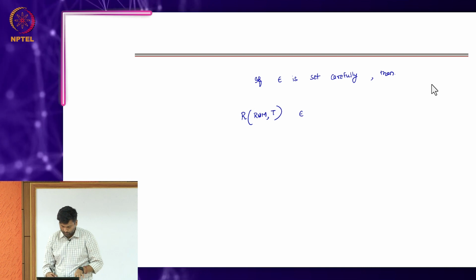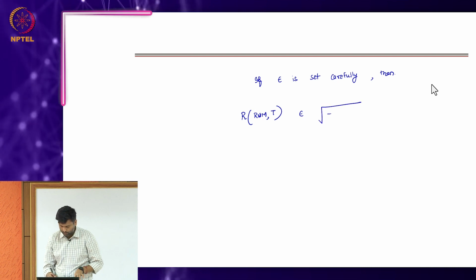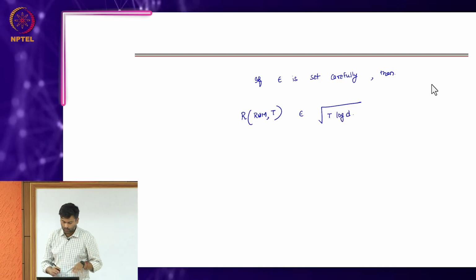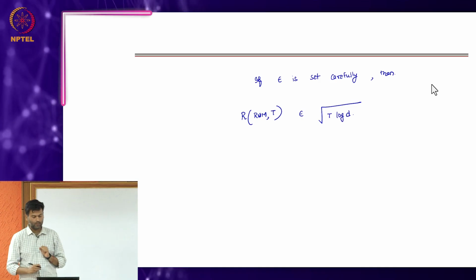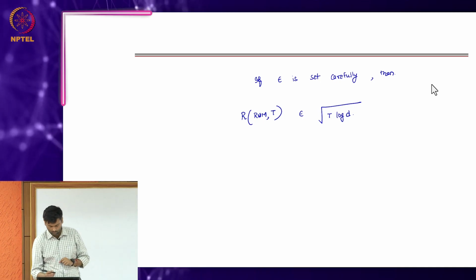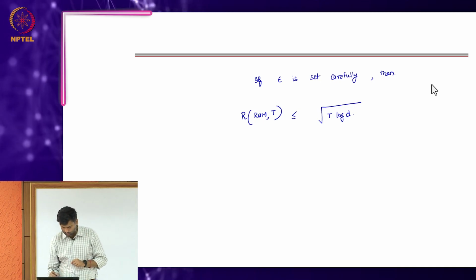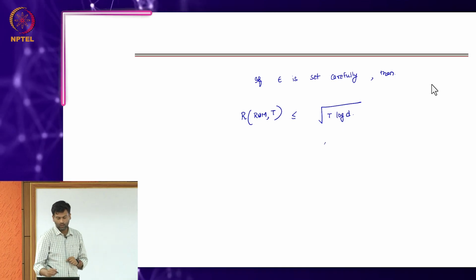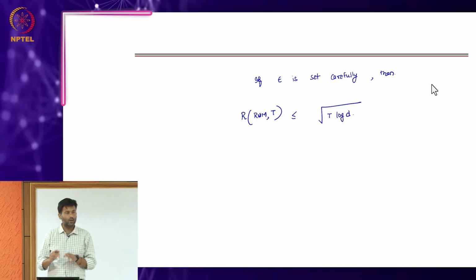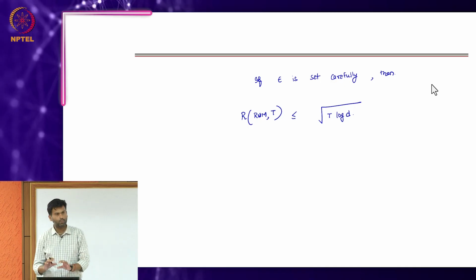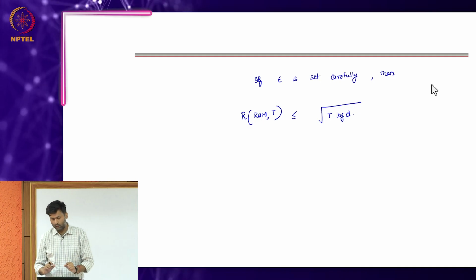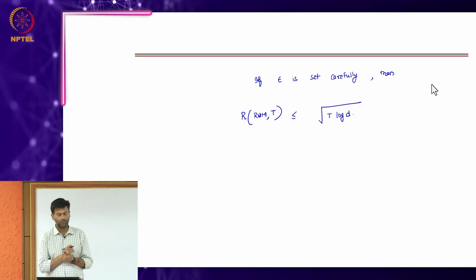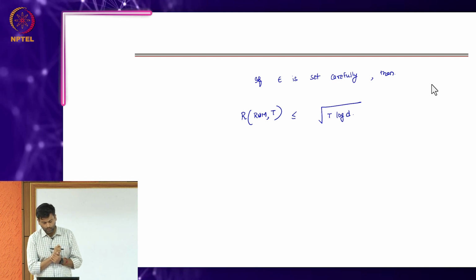something like square root of t logarithm of d. Again, when I say belongs to, let me say less than or equal to some constant. Okay, this is also fine. Square root of t logarithm of d. Again, it needs some work to prove this, which I won't do. I'll give you an intuition as to why this is the kind of thing that you should expect. But what does this tell us?